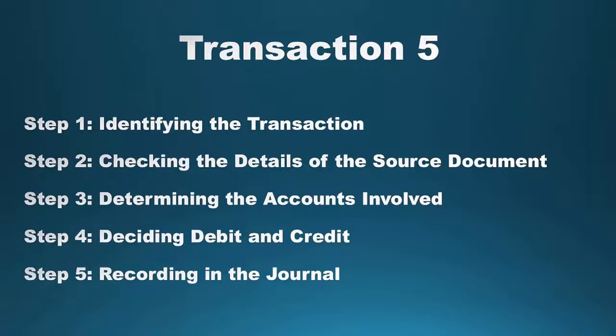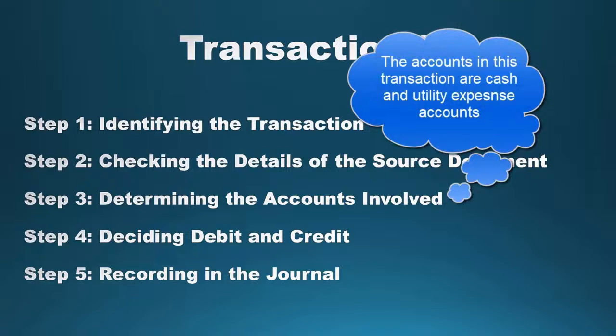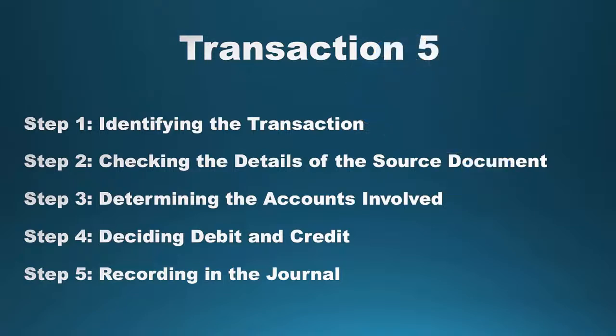Step 3, determining the accounts involved. Now, let's identify the accounts affected by this transaction. Account 1, Utilities Expense Account. This is an expense account because the payment covers costs necessary to keep the business operational. Account 2, Bank Account. This is an asset account because cash was used to pay the bill and the cash balance decreases.